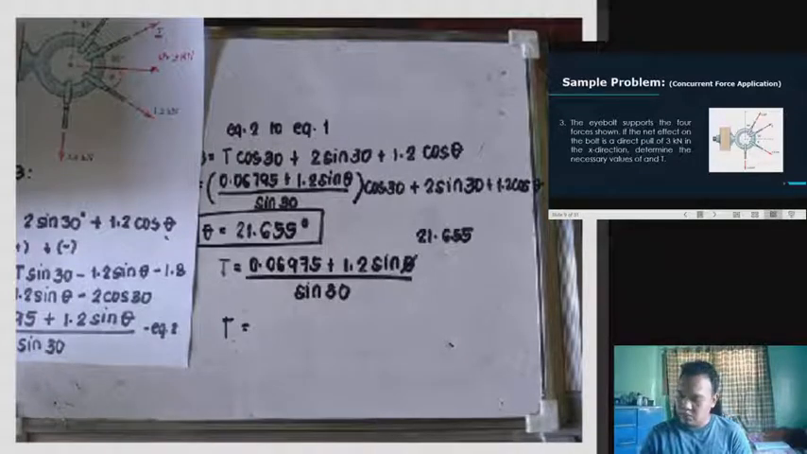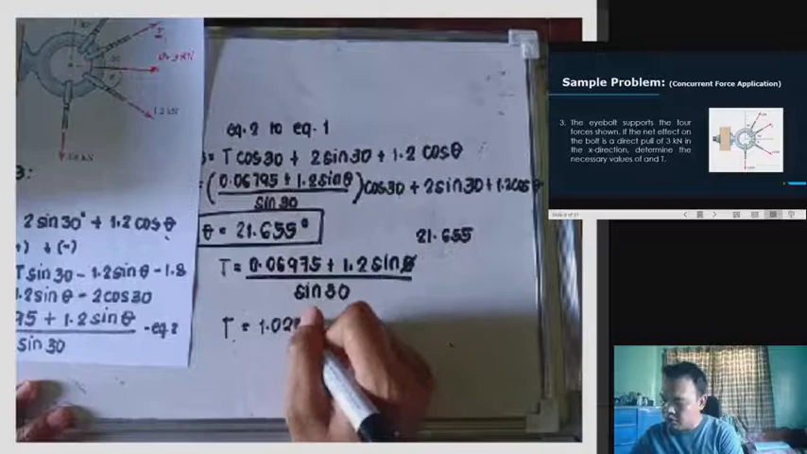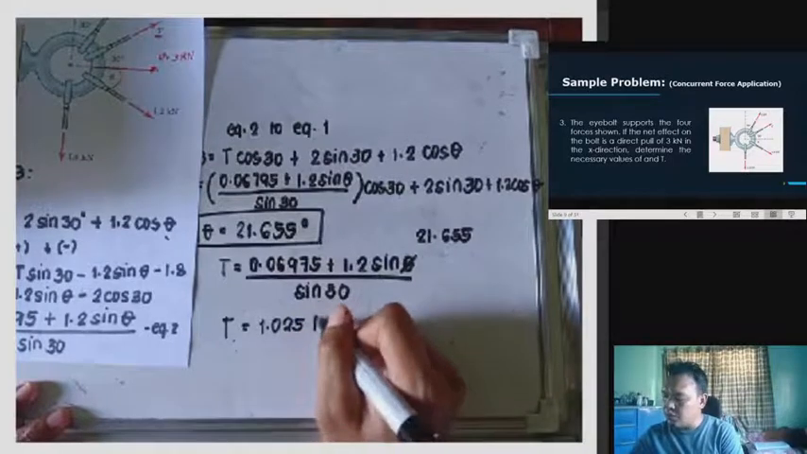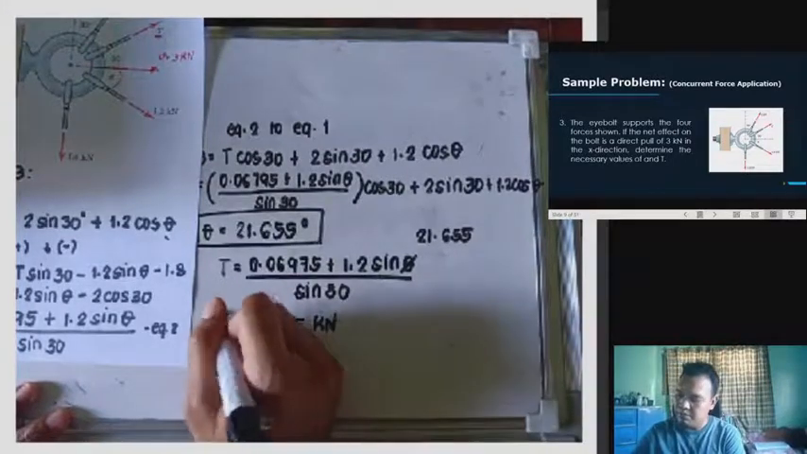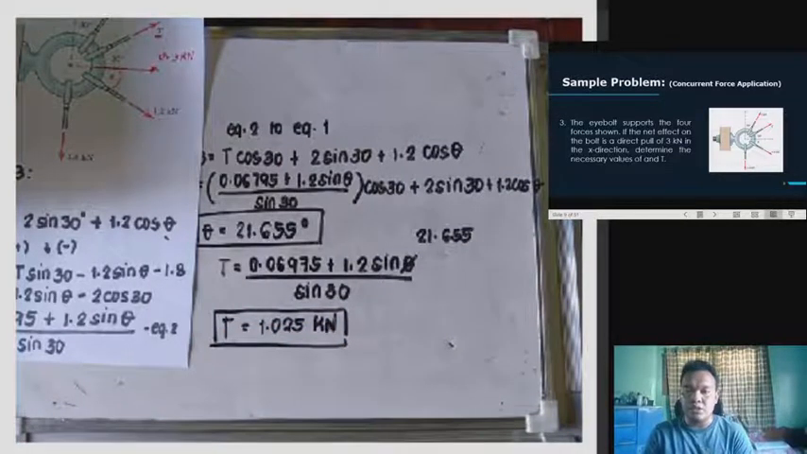0.06975 plus 1.2 sine 21.655 all over sine 30. So we have here the value of t, which is equivalent to 1.025 kilonewton. Okay? So yan. Yan po yung sagot. Okay.